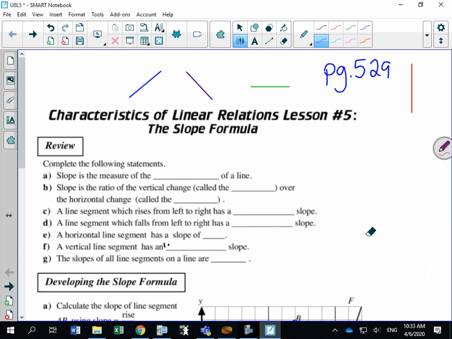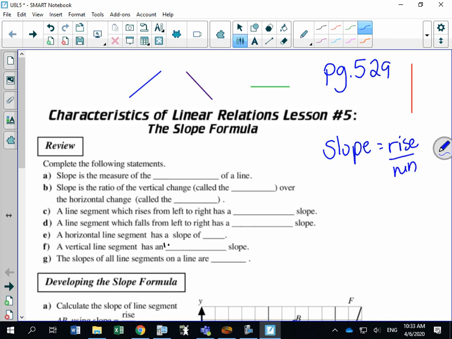This is lesson 5 in your workbook on page 529, and it's called the slope formula. Before we get into what the slope formula is and the equation of the slope formula, I want to recap a few things from the last lesson, which was on the slope of a line. Remember, just jot down that the slope of a line segment is equal to rise over run.